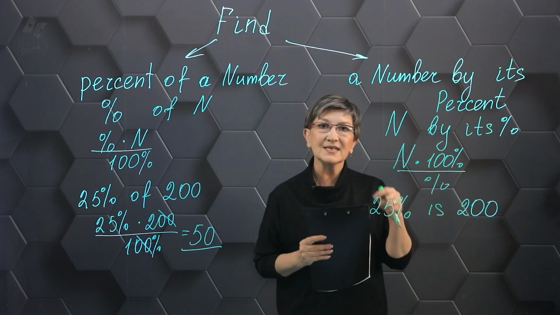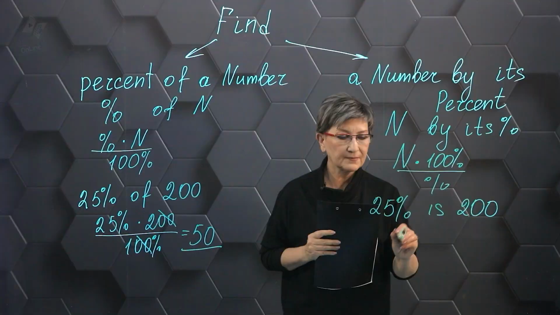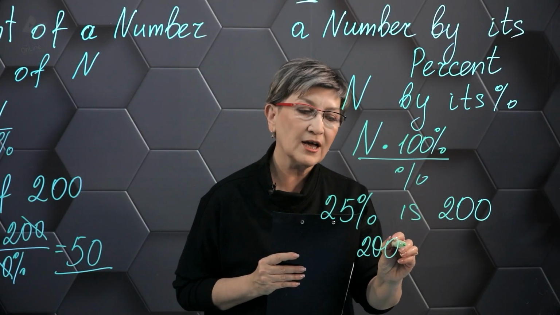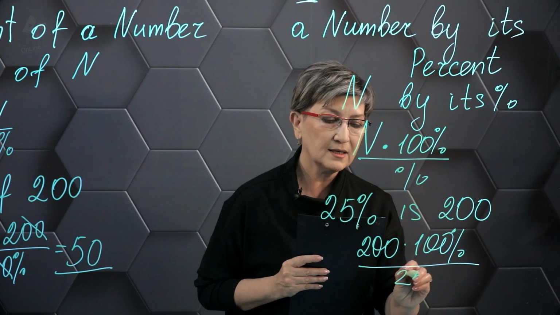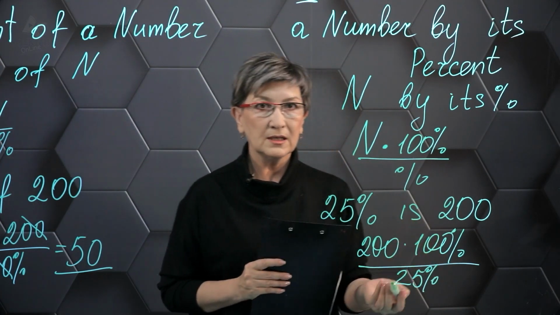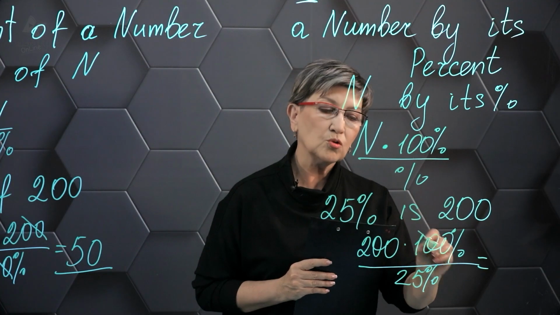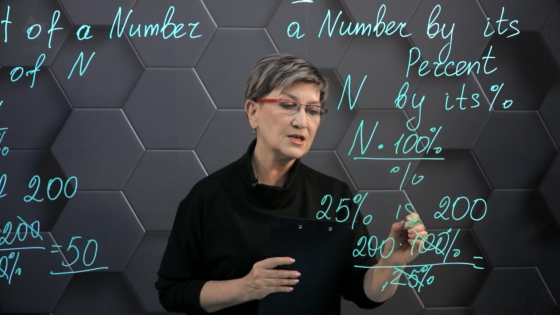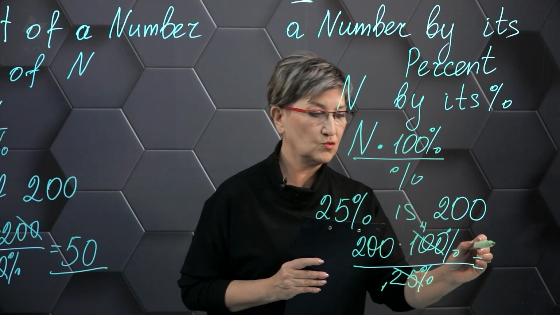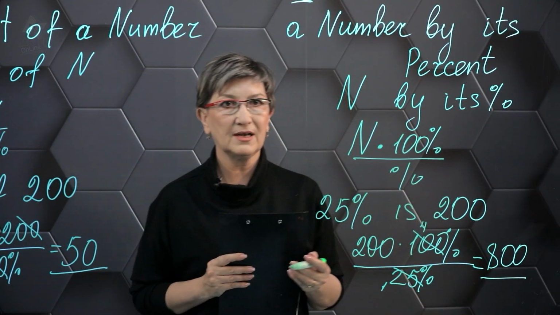Then what am I doing? I multiply 200 by 100 and divide it by 25%. In order to calculate this fraction, we reduce it. That leaves 1 here and 4 here, and 200 times 4, that's 800. And that will be the answer.